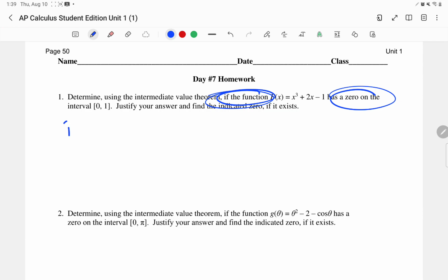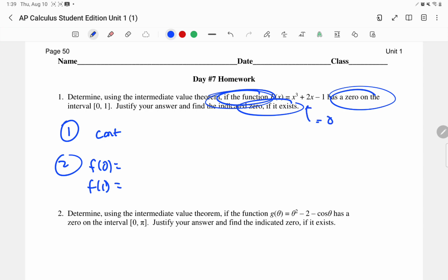So, the first step is going to be to check, is this function continuous? Okay. And then the second, if it is, you're going to plug in f of 0, you're going to plug in f of 1. If you get one answer that's negative, one answer that's positive, then yes, there must be a value. And it says justify your answer, and if it does exist, find that 0. So if it does exist, you'll set 0 equal to that function.